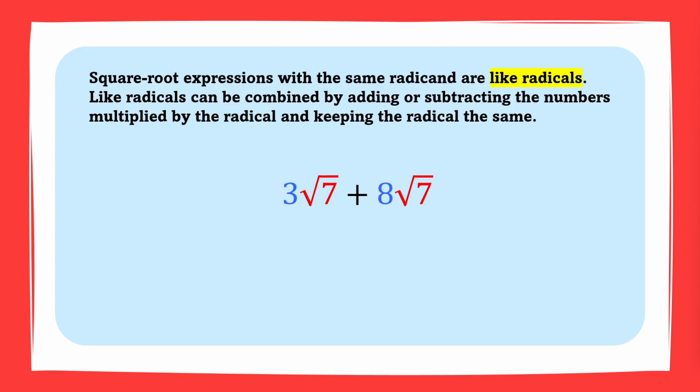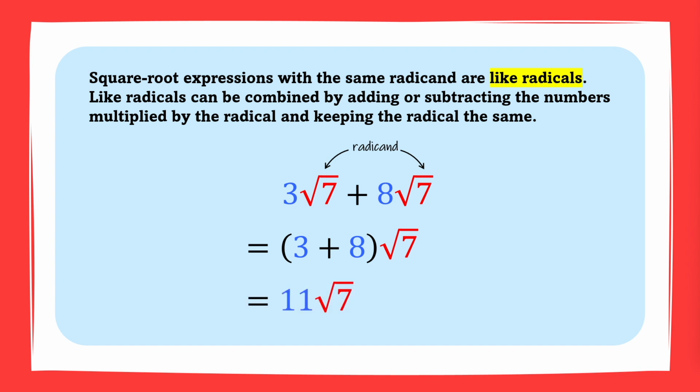Square root expressions with the same radicand are like radicals. Like radicals can be combined by adding or subtracting the numbers multiplied by the radical and keeping the radical the same. For example, 3 root 7 and 8 root 7 have the same radicand. Therefore, we can add the two coefficients, 3 and 8, and get 11 root 7, keeping the same radical.